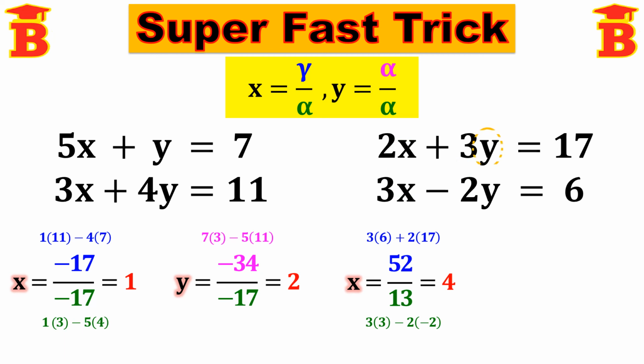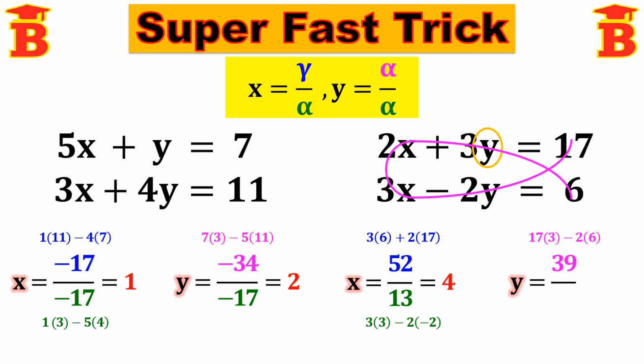Next we have to find y, and this is the y variable. So we write y equal to gamma divided by alpha. So this numerator gamma we have to take like this. Since this is the y variable, we have to take gamma in the remaining terms like this. So we start from this number 17 into 3 minus this number 2 into 6. Here 17 into 3, 51, minus 2 into 6, 12. 51 minus 12 is 39.